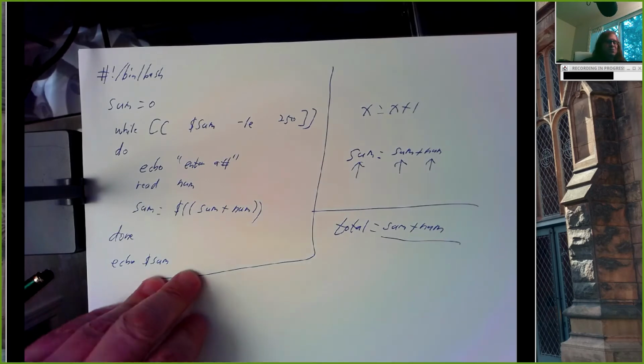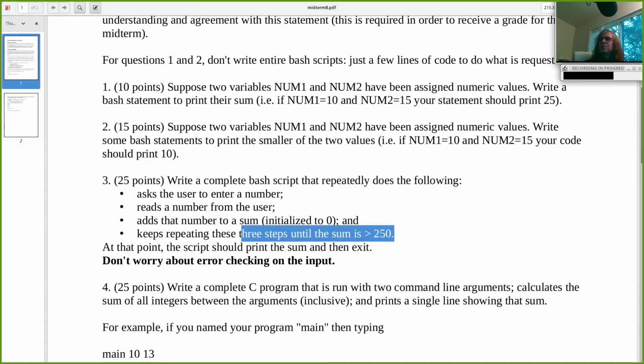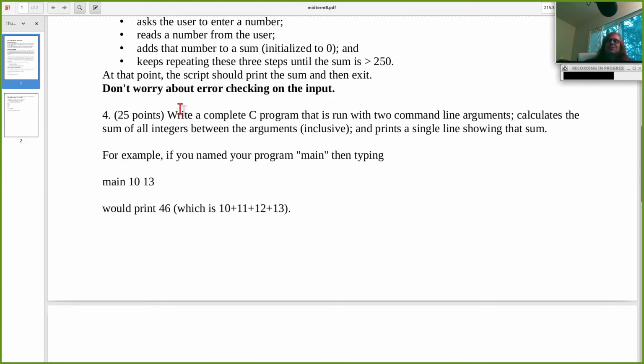And if there are questions about these as we're going through them, please ask. All right, so then the 2 C questions. So question 4, complete C program. It's going to be a main program with 2 command line arguments, and calculate the sum of all integers between those arguments and print a line showing the sum.